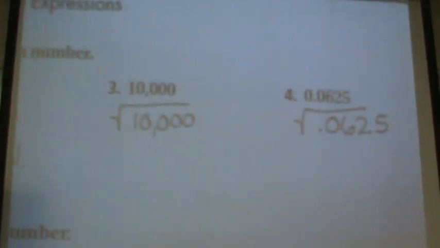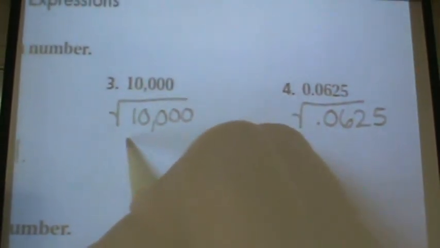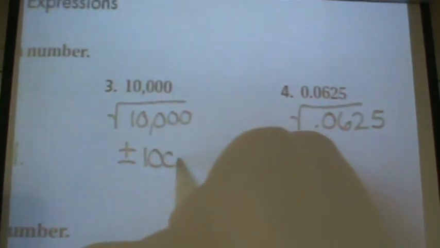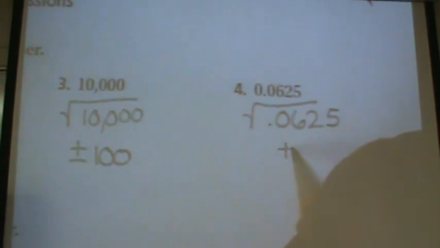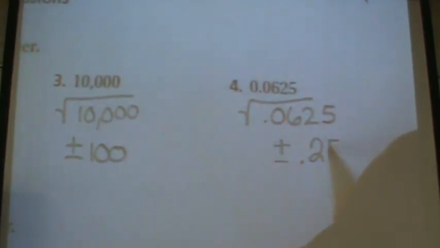So for these, there's going to be 2 answers. For number 3, you're going to have plus or minus 100, because 100 times 100 is 10,000. And this one is going to be plus or minus 0.25.